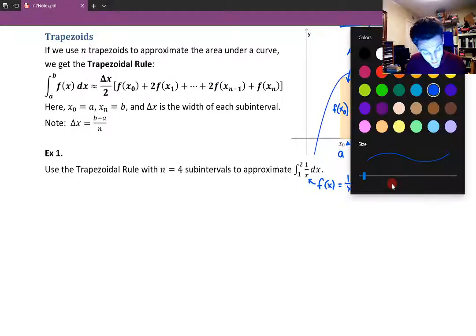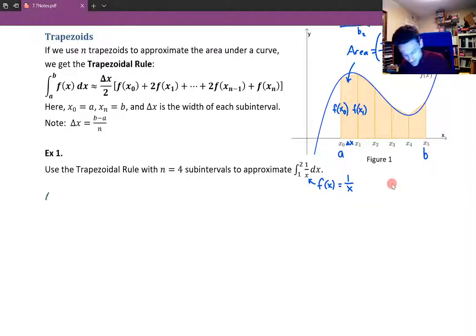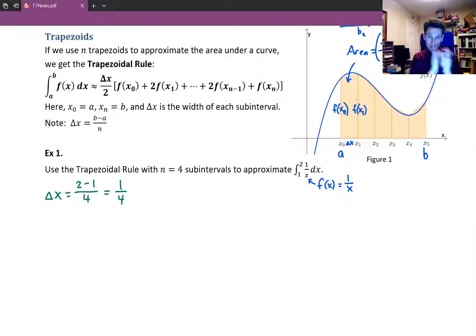Well, we can start by getting delta x. We're going to need that right away when we plug into our trapezoidal rule. So if we need delta x, we're going to take the b minus a over n. Again, a and b are the start and the end of your interval, and then n is the number of subintervals, so the number of trapezoids. So in this case, we get 2 minus 1 over 4, which is 1/4. So each subinterval width is 1/4.